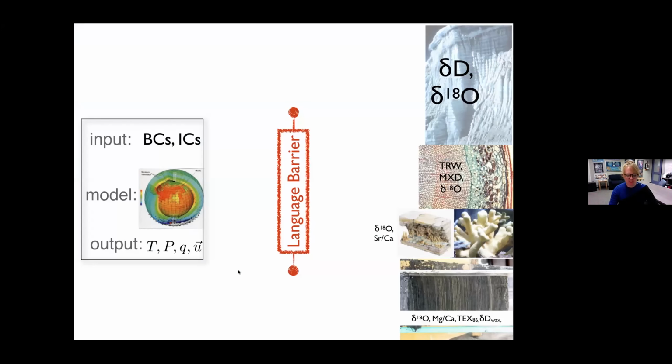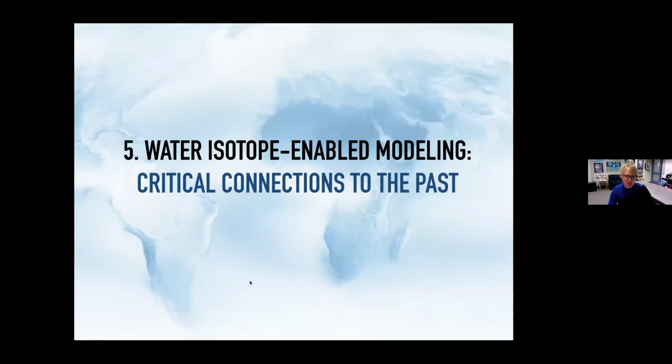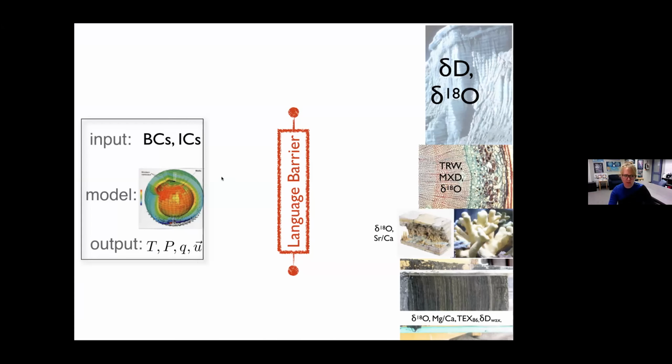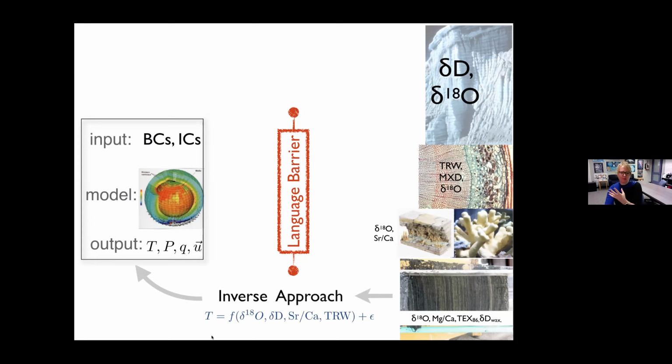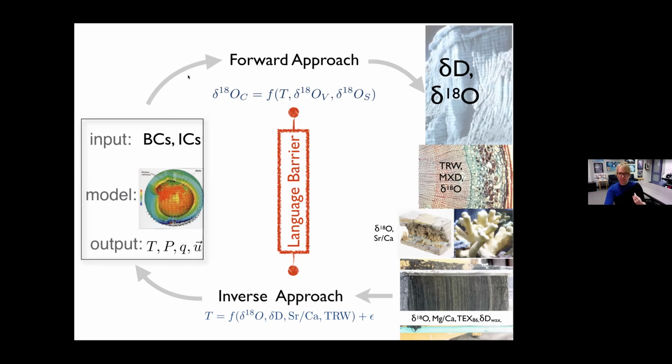Okay, and then finally, I'd just like to end by noting the critical connections to the past. So I mentioned earlier, we have climate models, we have paleoclimate observations. There's a huge language barrier that exists between these types of information. So we can create an inverse model where we predict temperature as a function of our proxy measurements. And then we can also do forward modeling, whereby we predict a proxy value from our climate model variables. But this requires us to have isotope tracers in our models.